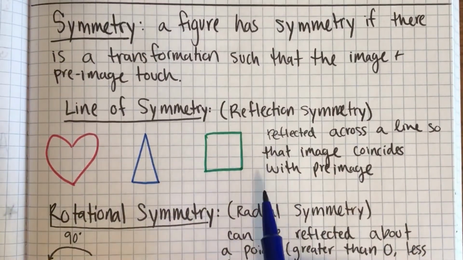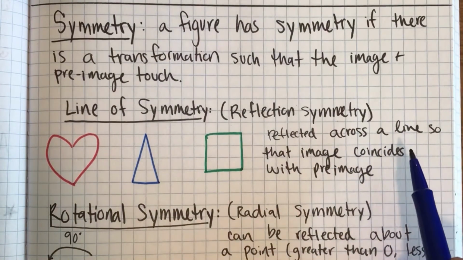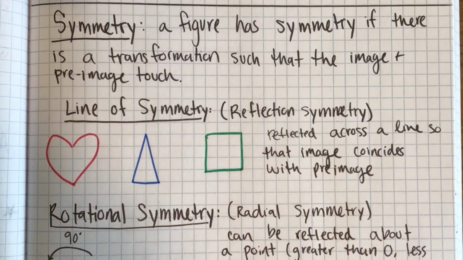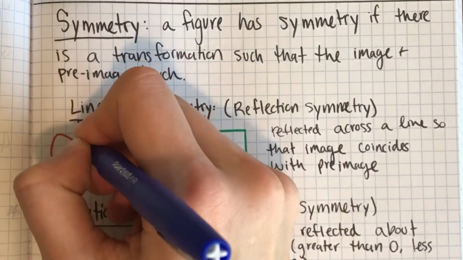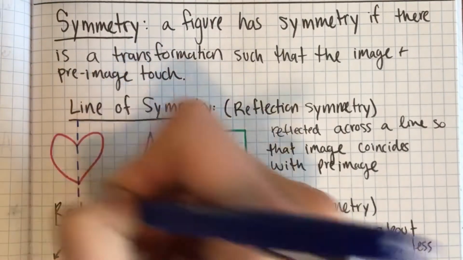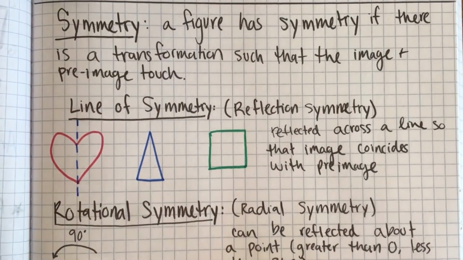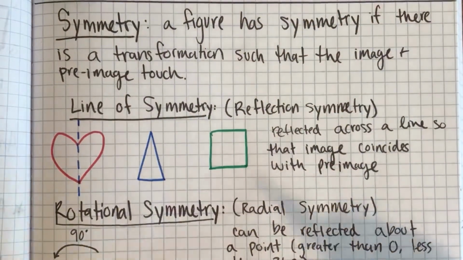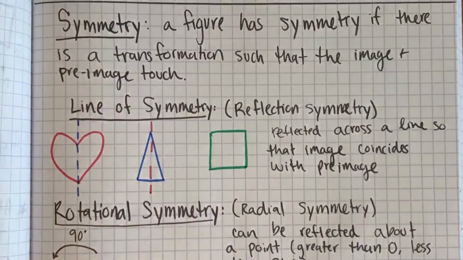Looking at line of symmetry, that is called reflection symmetry. Okay, and it's reflected across a line so that the image coincides with the pre-image. So a heart, I can draw that line of symmetry right down the middle. If I fold that in half, it's going to be the exact same. Looking at our triangle, the line of symmetry, again, is right down the middle.